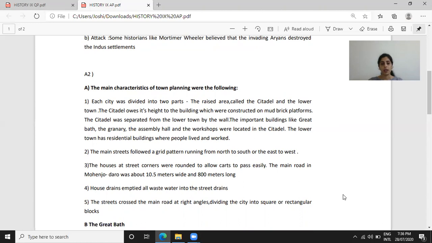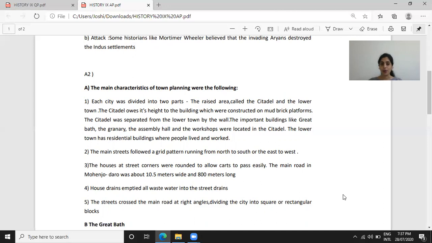Point number 1. Each city was divided into parts. The raised area called the citadel and the lower town. The citadel owes its height to the buildings which were constructed on mud brick platforms. The citadel was separated from the lower town by a wall. The important buildings like Great Bath, the granary, the assembly hall, and the workshops were located in the citadel. The lower town has residential buildings where people lived and worked. So you can see how big the first point was.